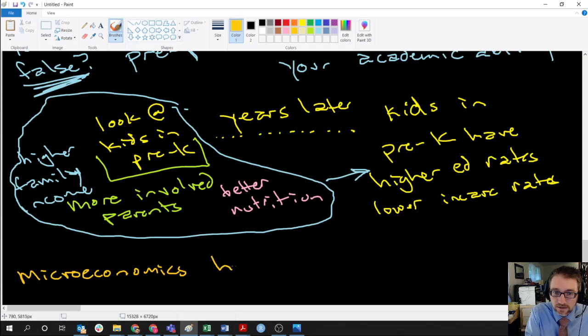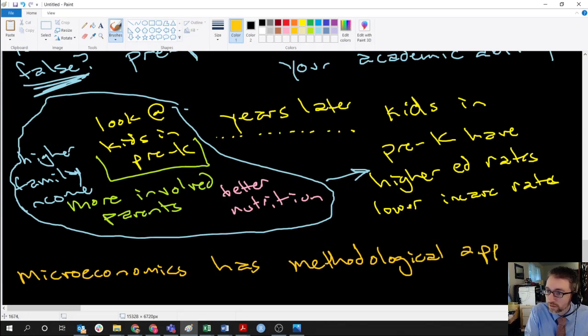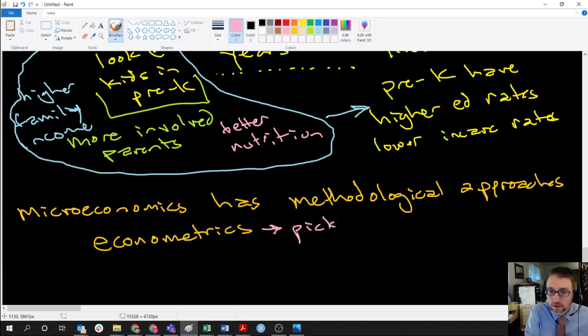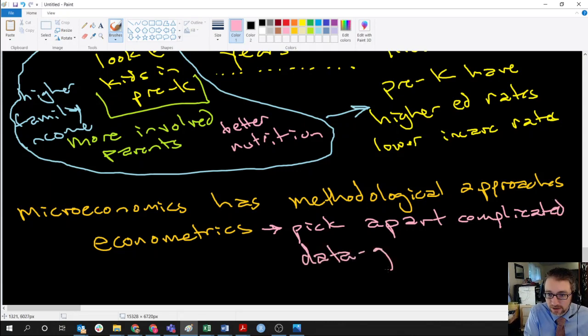also has methodological approaches. This is part of microeconomics, and its application, but is often called econometrics. And econometrics is kind of linked to data science, but really what it does is it tries to pick apart. A lot of what economists do, microeconomists do, is pick apart complicated data generating processes, I guess is what you might call it.